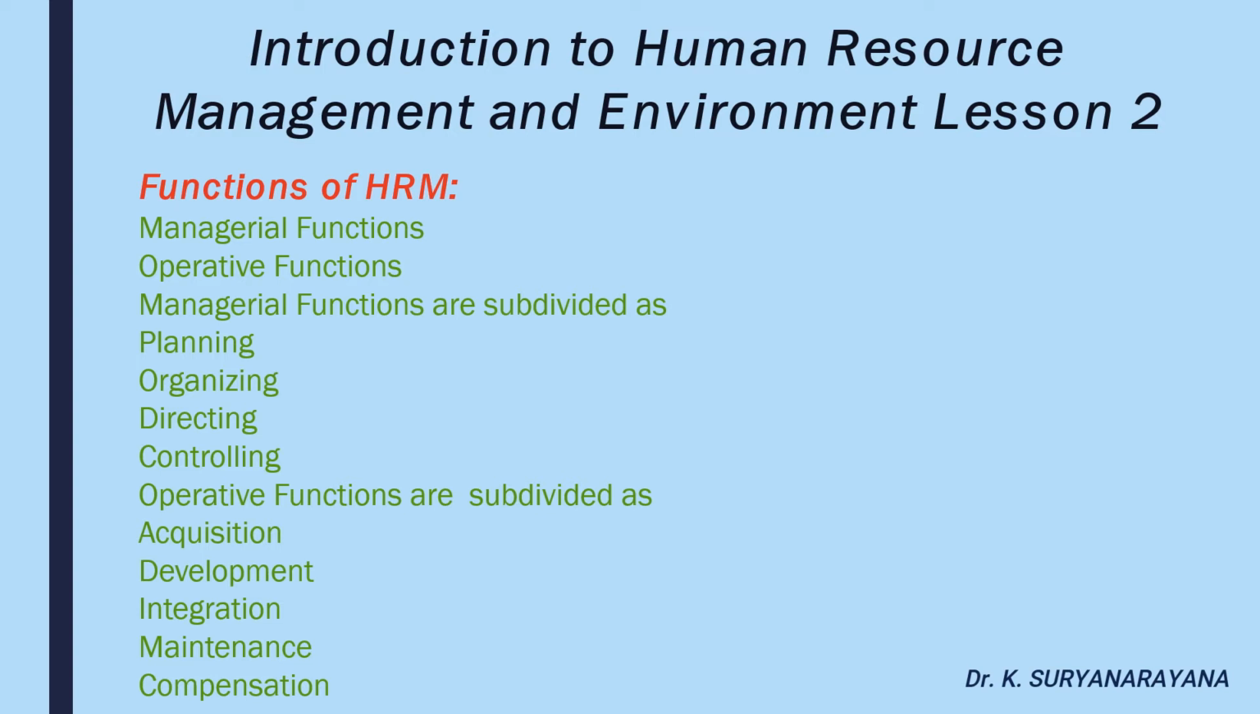Next important category is operative functions or operative roles. Operative functions are the functions related to particular department or particular section. Operative functions vary from department to department depending on the nature of the department. Effectively performed operative functions of human resource management ensure placing right people on the right job at the right time. So we have five roles or functions: acquisition, development, integration, maintenance, compensation.